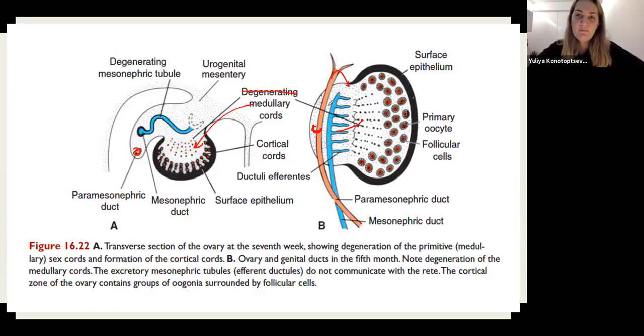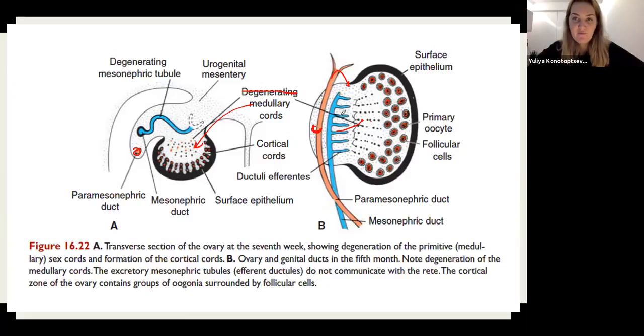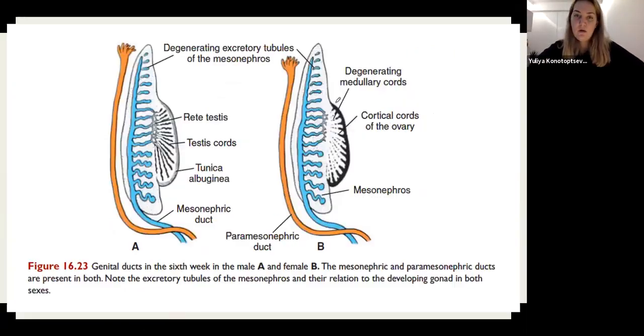How do you call the remnants of the mesonephric duct in the male? Oh, in the female, sorry. The oophoron and the paraophoron, they're going to be exactly here in the mesosalpinx, right? So in the mesosalpinx, we have the oophoron and the paraophoron. Okay, so that's just the comparison between the male and the female.